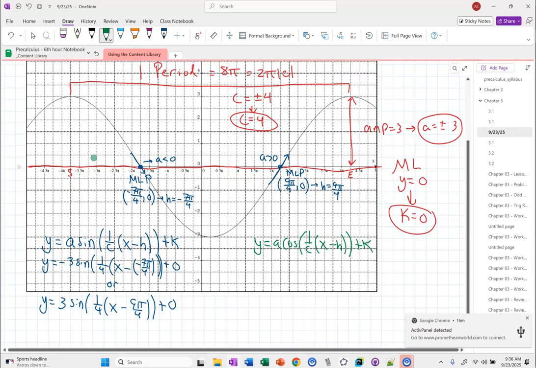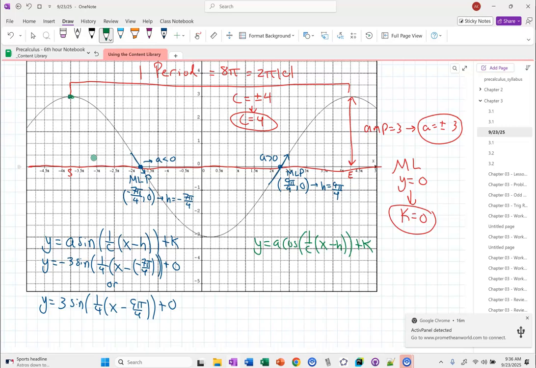We use the minimums and maximums. So there's 3 options here, right? So I could have used this point. Negative 3.75 is negative 15 pi over 4.